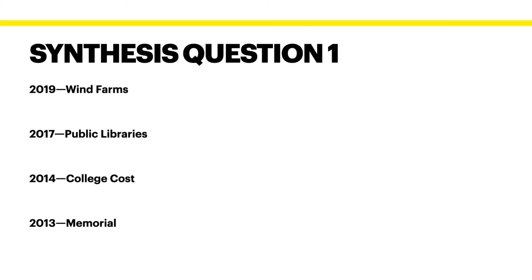So for the purposes of this assignment, you will be charting the 2019 prompt, which was about wind farms, the 2017 prompt, which was about public libraries, 2014, which was about college cost, and the 2013 prompt, which was about memorials. Now, it's not always going to be a simple for or against. For example, if you read the wind farms prompt carefully, they're not asking you to be for or against the construction of wind farms. They're asking you what are the most important considerations that a person should consider when going forth with wind farms. So it's not always a simple for or against. So you do want to be careful about how you perceive the question being asked.